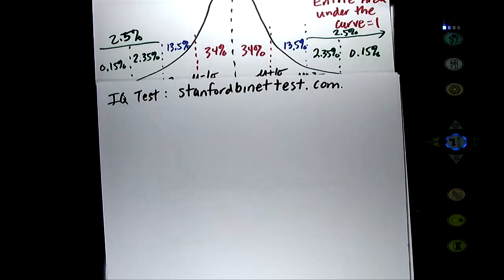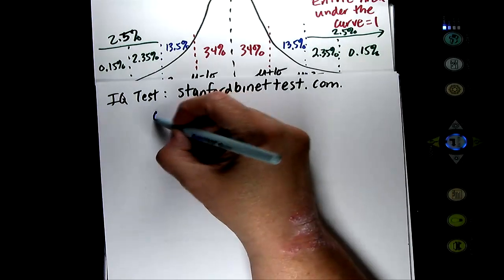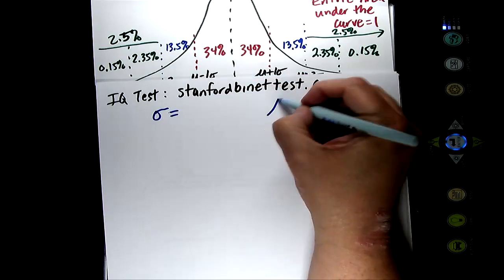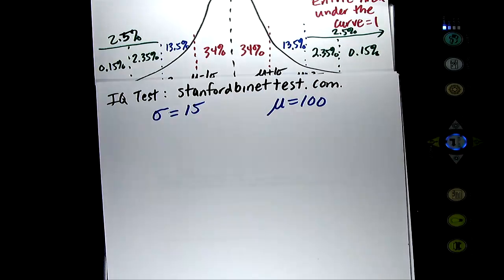But when people take this test, the population mean is 100. The standard deviation is 15.